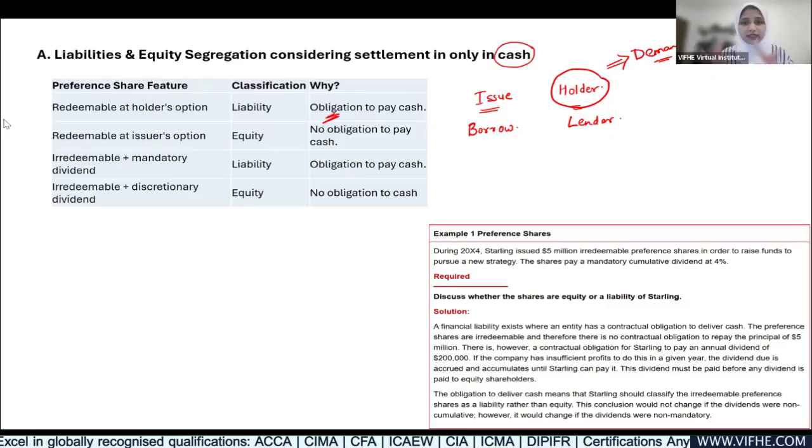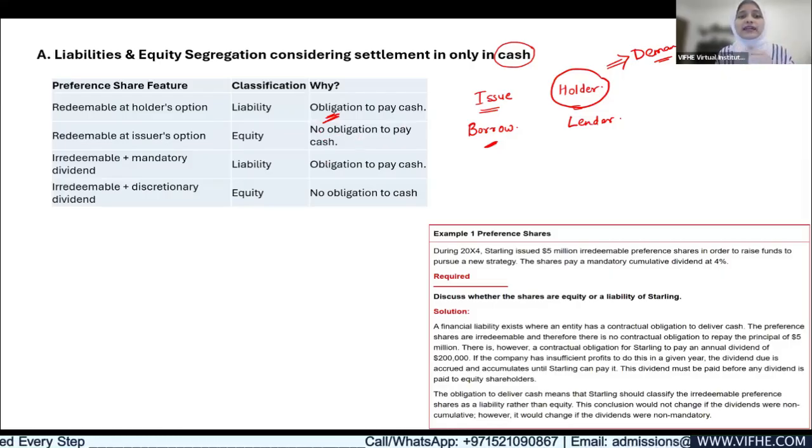The second case, it's written in the scenario, these are redeemable shares. So you'll be like, oh, redeemable shares, let me give the treatment of liability. No, it's written those are redeemable shares, but along with that, it's written redeemable at issuer's option. The party who borrowed money has the right of when to make the payment, which means the holder has no right to demand payment. It is with the issuer when he wants to make the payment. If that is the clause attached, then there is no obligation to pay cash.